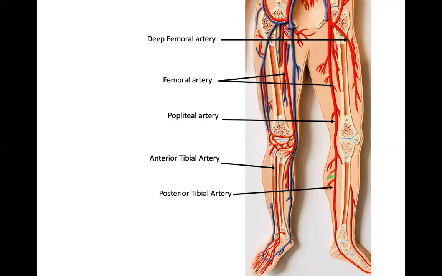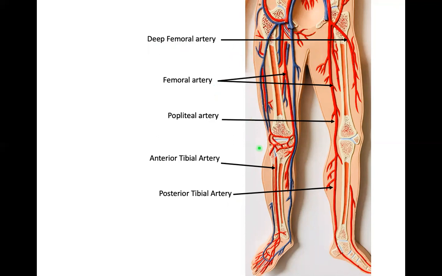And then if you continue going down, you're supplying the posterior aspect of the tibia. So this is referred to as the posterior tibial artery. Now, there is a secondary branch coming off of the external iliac from up here. This branch goes deep into the thigh muscles and therefore they call it the deep femoral artery, even though it's not the best way to depict it.